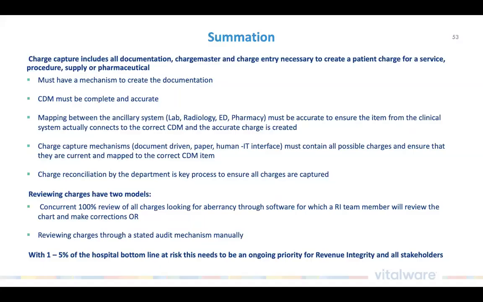So as we sum up, and we've got plenty of time for questions and answers, you have to have the mechanism to create the documentation, and the benchmark is that the documentation is going to drive the charge. CDM must be complete and accurate, and I'm going to tell you right now, the billing units in a CDM for pharmacy and supplies are your two areas fraught with errors in every CDM you go to. A mapping between ancillary systems has to be accurate. So here's another example that's not in the slide deck.